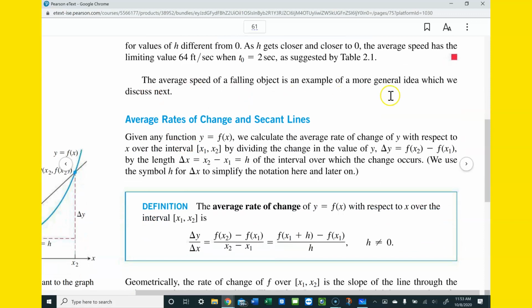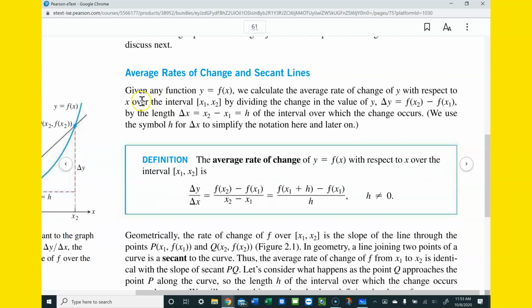The average speed of a falling object is an example of a more general idea which we will discuss next. Given any function, y equals f of x, we calculate the average rate of change of y with respect to x over the interval x1 to x2 by dividing the change in the value of y, delta y, which you could say is f of x2 minus f of x1, by the length of delta x, which is just x2 minus x1.